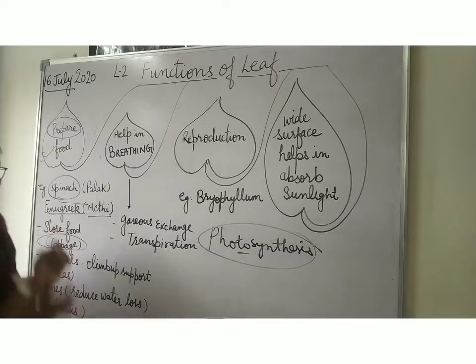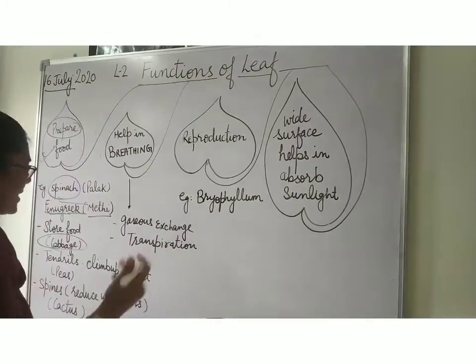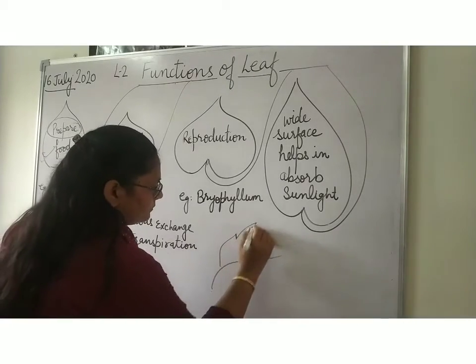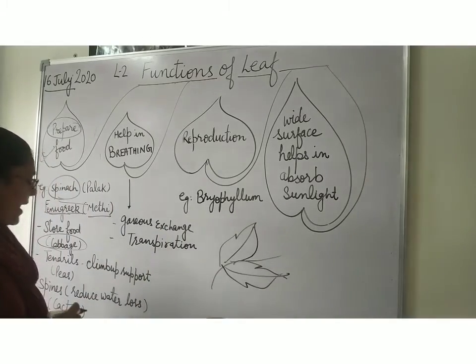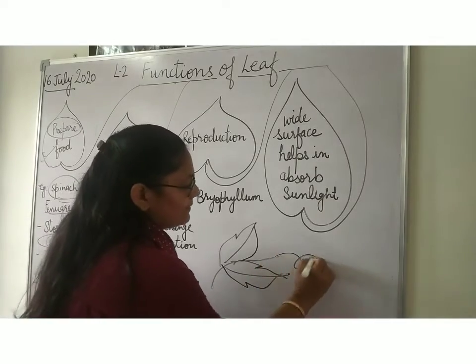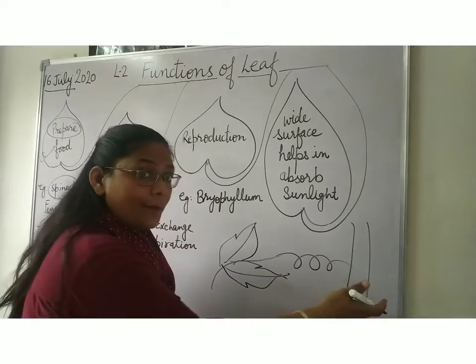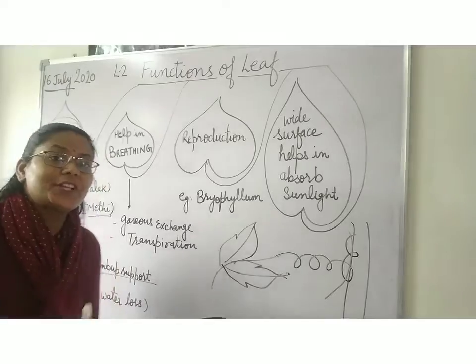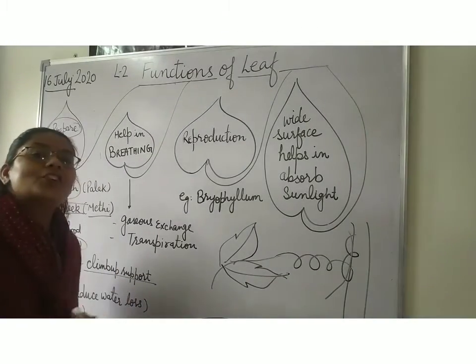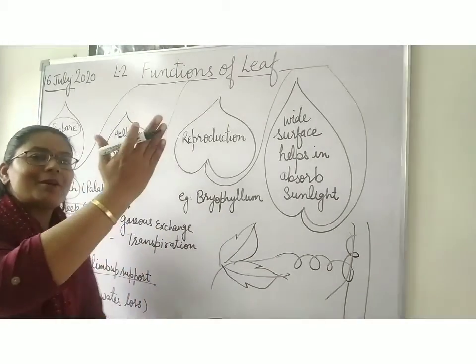Other than that, the leaves of some plants change into tendrils. What are tendrils? You can see this is the leaf of the grape plant. Because of the tendrils, they climb up the support. So these leaves change into tendrils. These are the tendrils. Whatever plant is nearby, they take its support and climb up. So it is also a function of the leaf, which provides support to the plants to climb up.